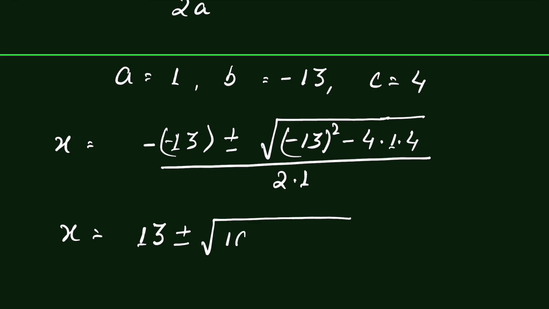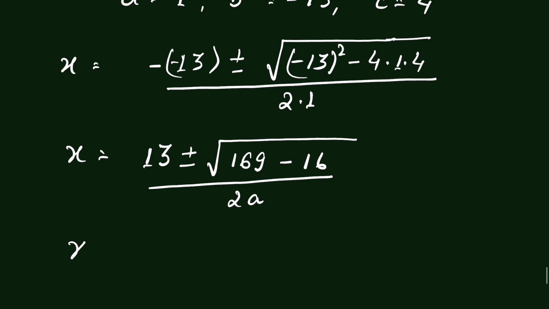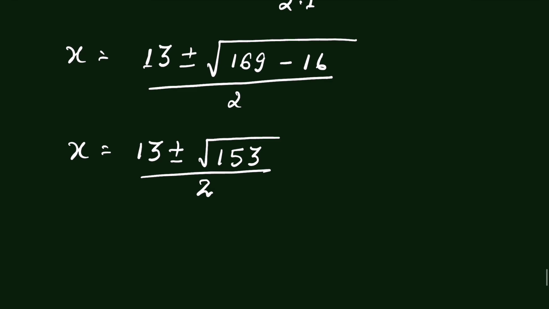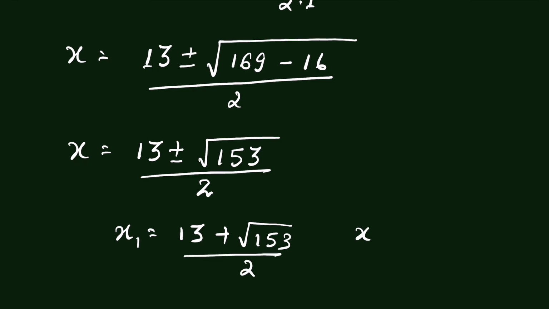square root of 13 square, which is 169. Since minus is inside the bracket, it will be positive, minus 16, upon 2a, or x is equal to 13 plus minus square root of 169 minus 16, which is 153, upon 2a, sorry, a is 1 here, so it is 2, so upon 2. So the two solutions for x are: x is equal to 13 plus square root of 153 upon 2, and the second solution for x is 13 minus square root of 153 upon 2.